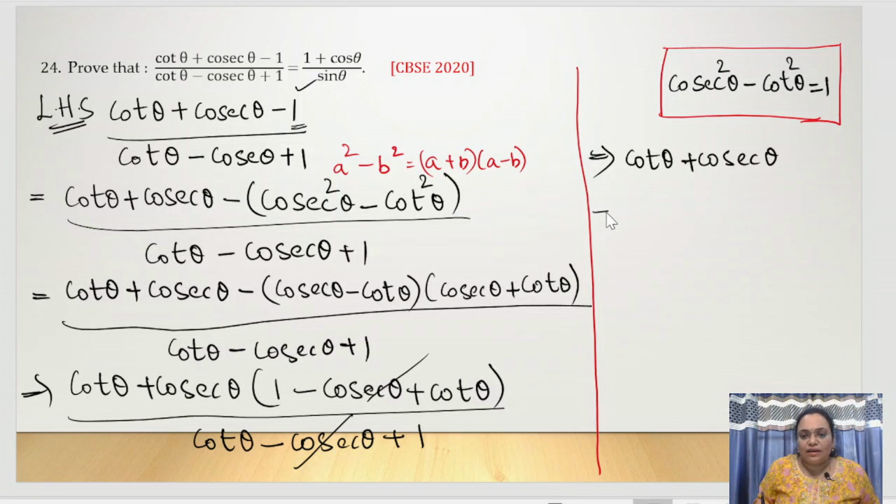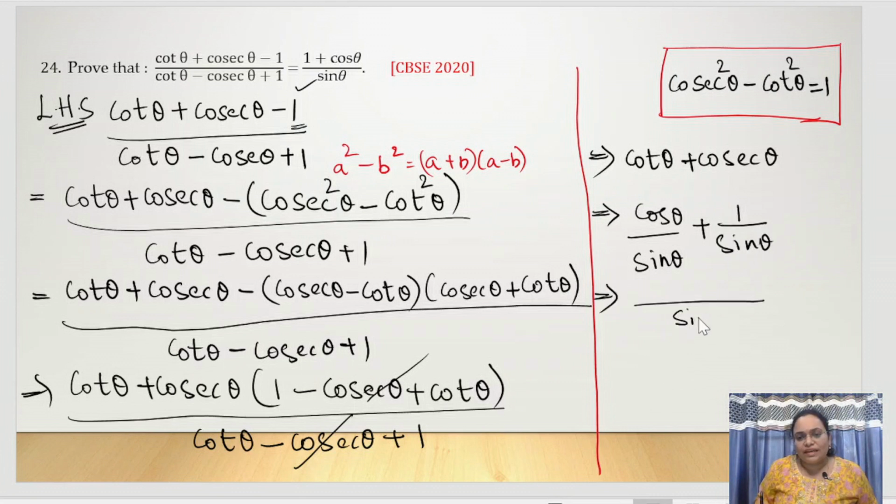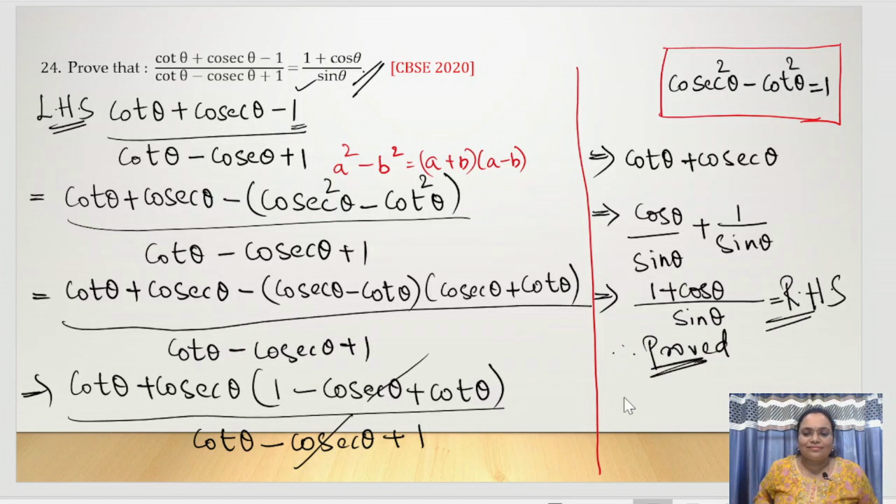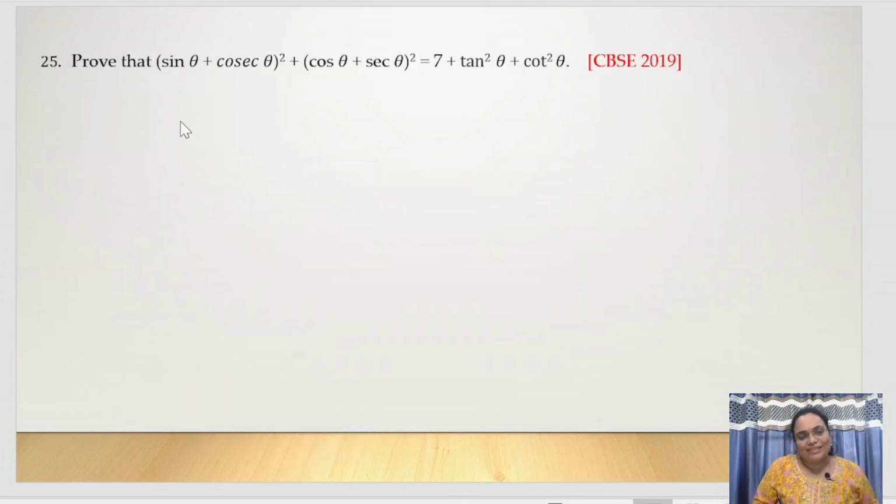Now see here, cot theta can be written as cos theta divided by sin theta, and cosecant theta can be written as 1 by sin theta. If I take sin theta common, you will get 1 plus cos theta. So this is what we need to prove in the RHS, 1 plus cos theta by sin theta. So this is your RHS. Therefore, proved. Okay, let us solve the next question.